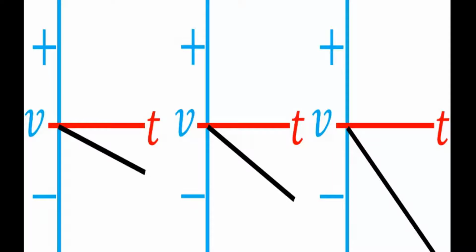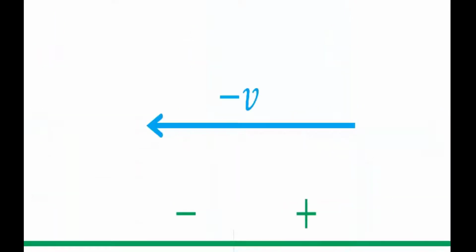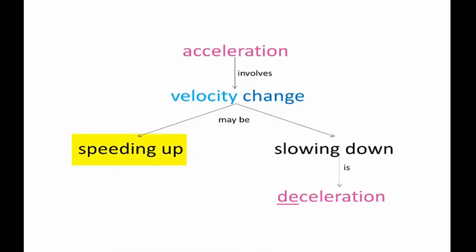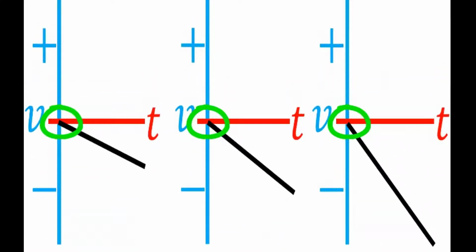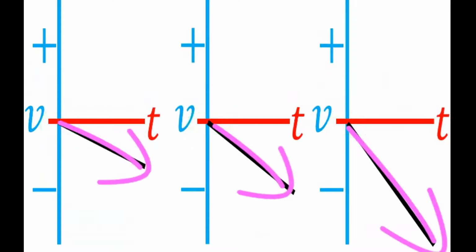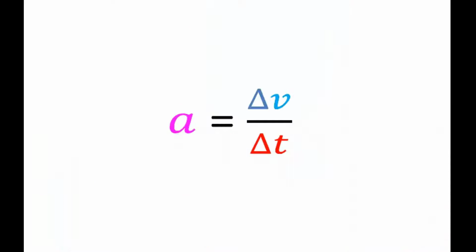How will the motion of the man differ in these three cases? What's the same and different between these three cases? In all three cases, the velocity is negative, so the man is going to be heading towards the left, moving negatively. In all three cases, he's going to be speeding up. He starts at zero velocity and gets faster and faster. But what's different between them is the gradient of the graph, the rate at which the velocity changes.